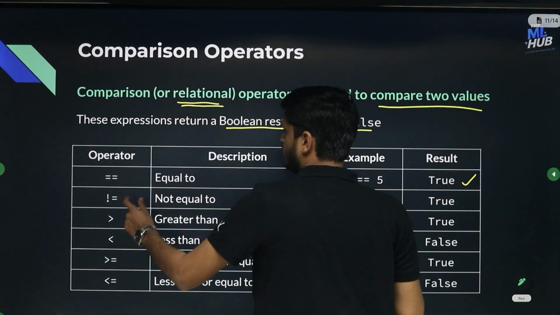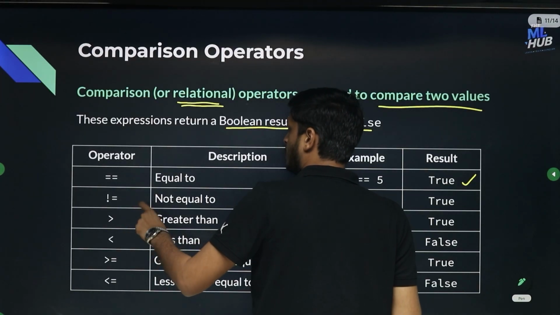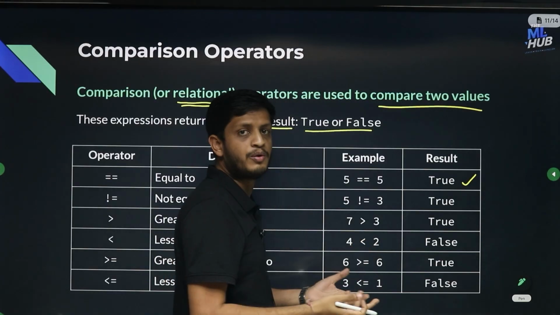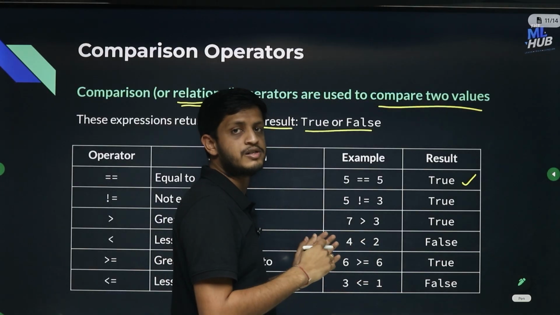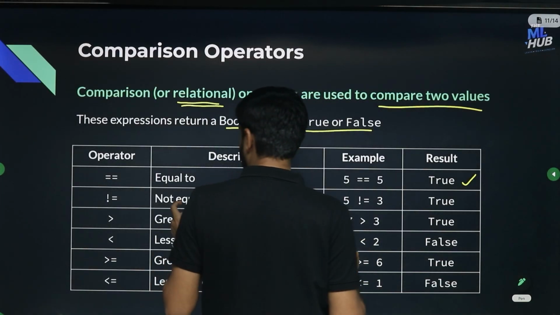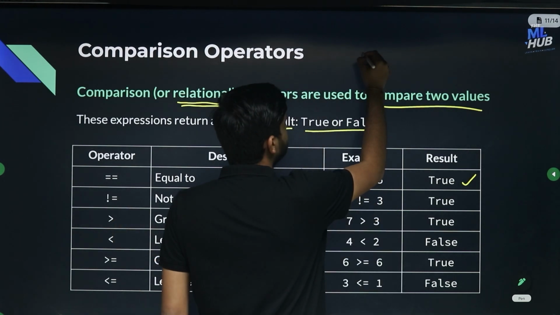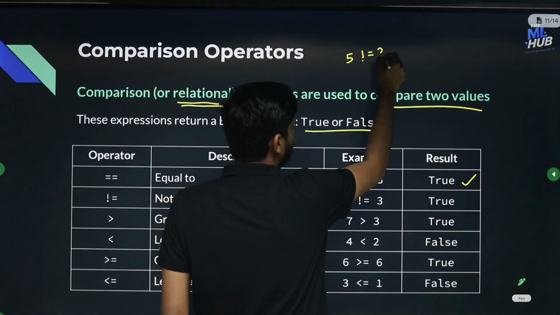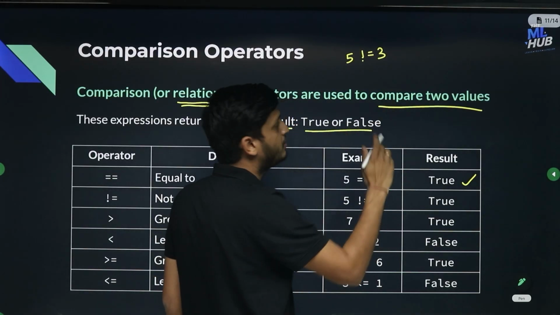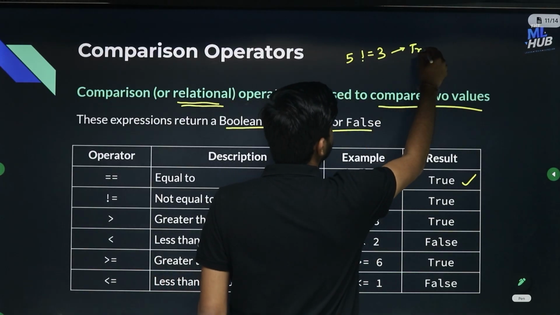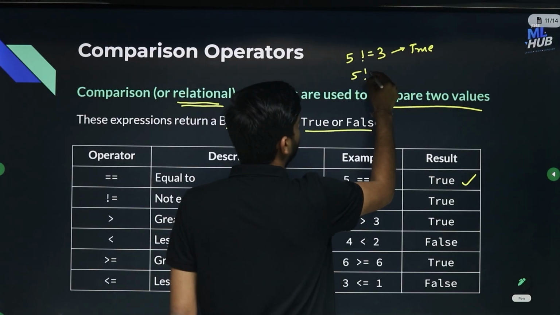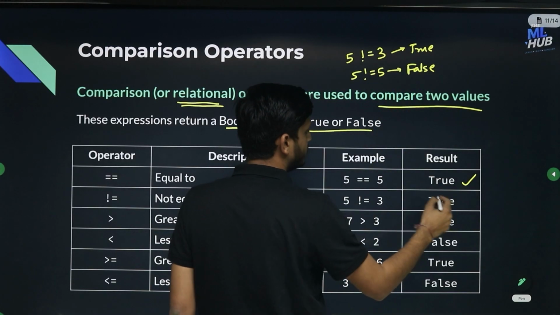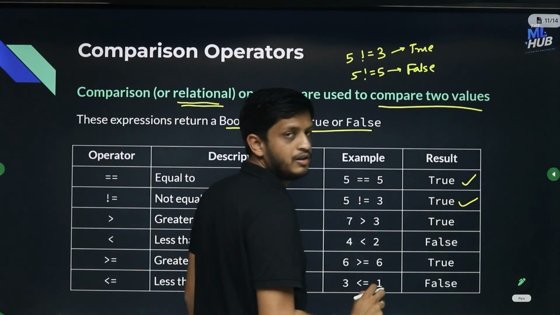The second one is not equal to. It is just the opposite of equal to. It will return true if the values are not equal, and if the values are equal, it will return false. Here the symbol is an exclamation mark and then an equal to sign. If I write 5 not equal to 3, 5 and 3 are not equal, so I will get true. But if I write 5 not equal to 5, they are equal, so I will get false. So 5 not equal to 3 is true.